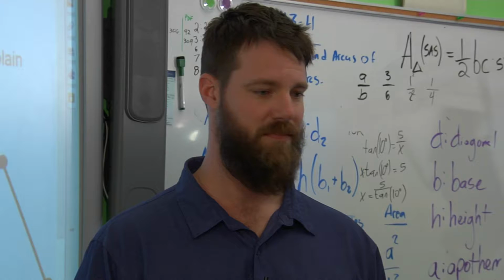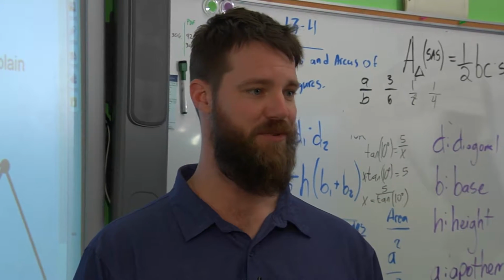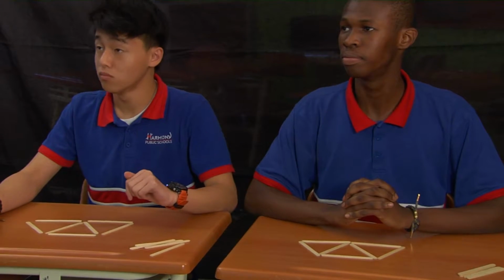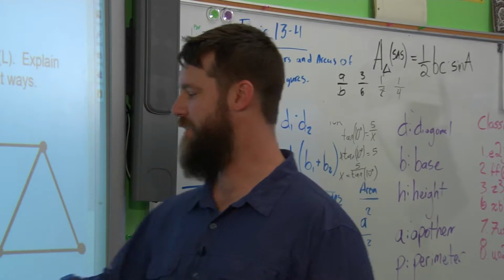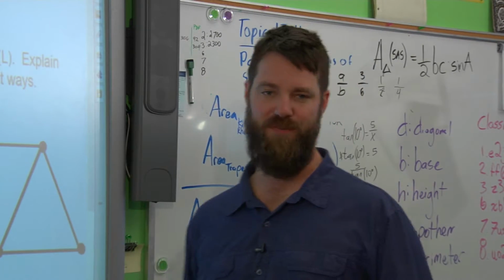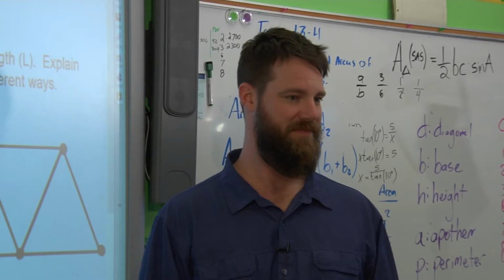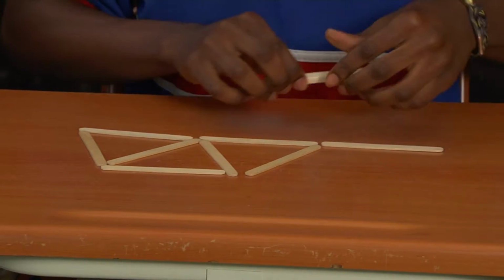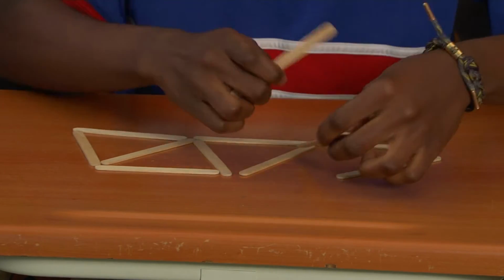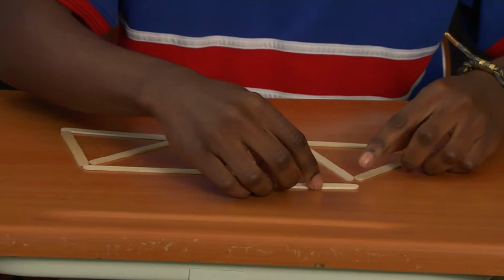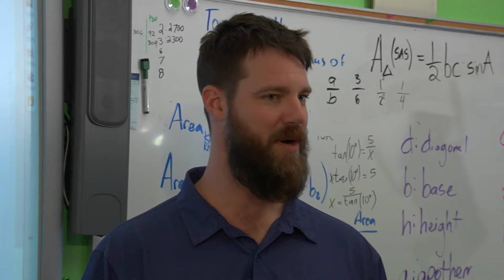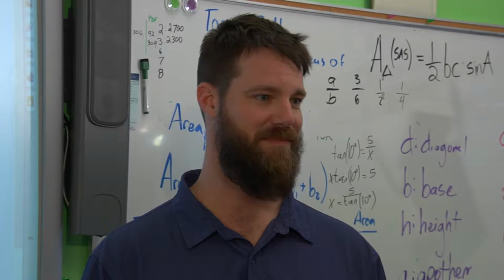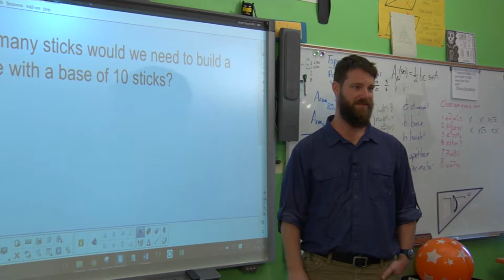Done. How many popsicle sticks have you used? 7. Okay. And finally, build a bridge with a base length of 3. How many popsicle sticks have we used? 11. Fantastic. How many sticks would you need to build a bridge with a base of 10?